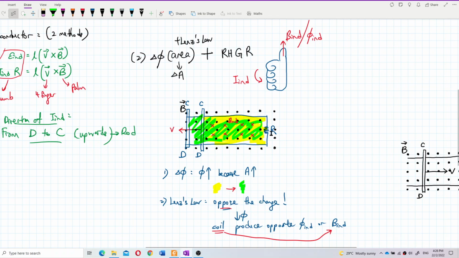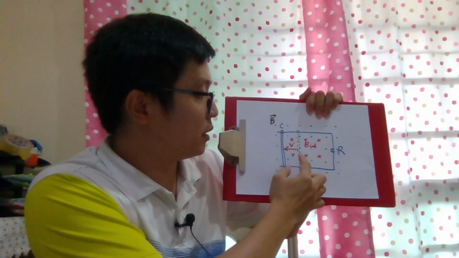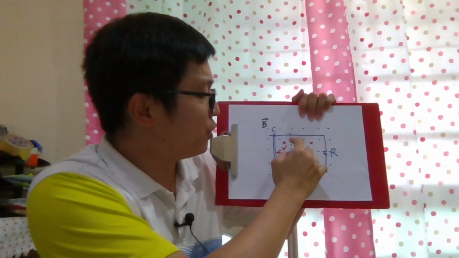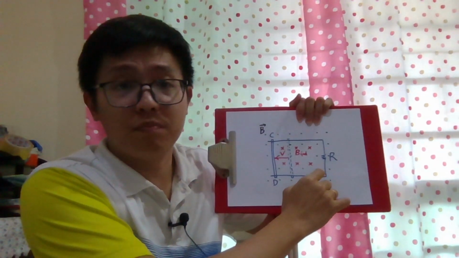Let's look in my camera. I will show you my camera. Remember, the finger is the induced current and the thumb is the magnetic field. Remember this one. Okay, I've drawn this one, like this. You see that? So this coil has produced induced magnetic field into the paper, isn't it?